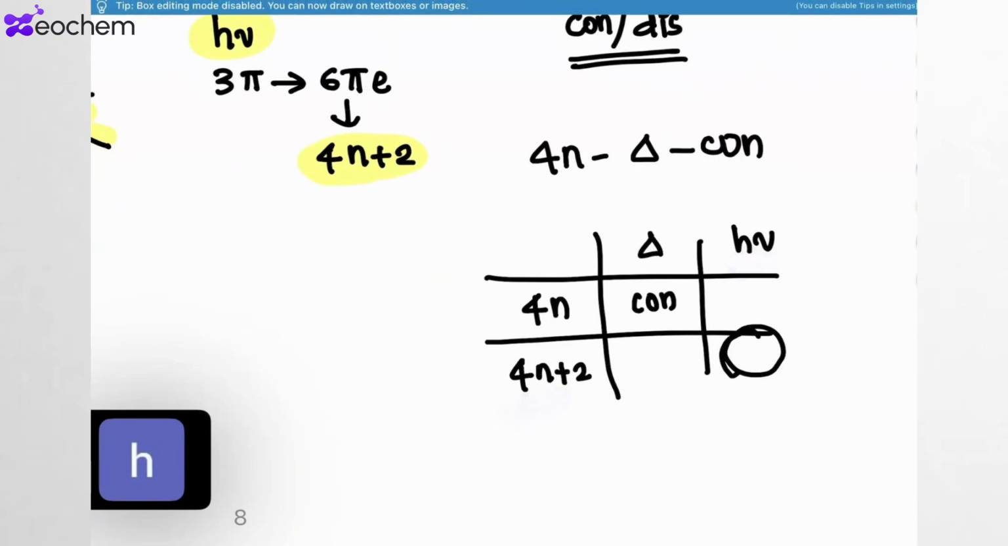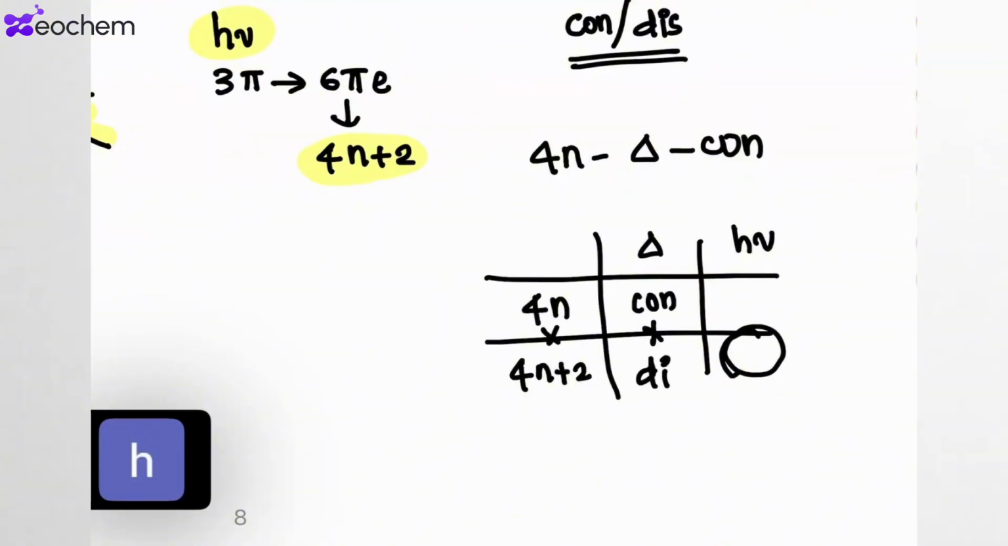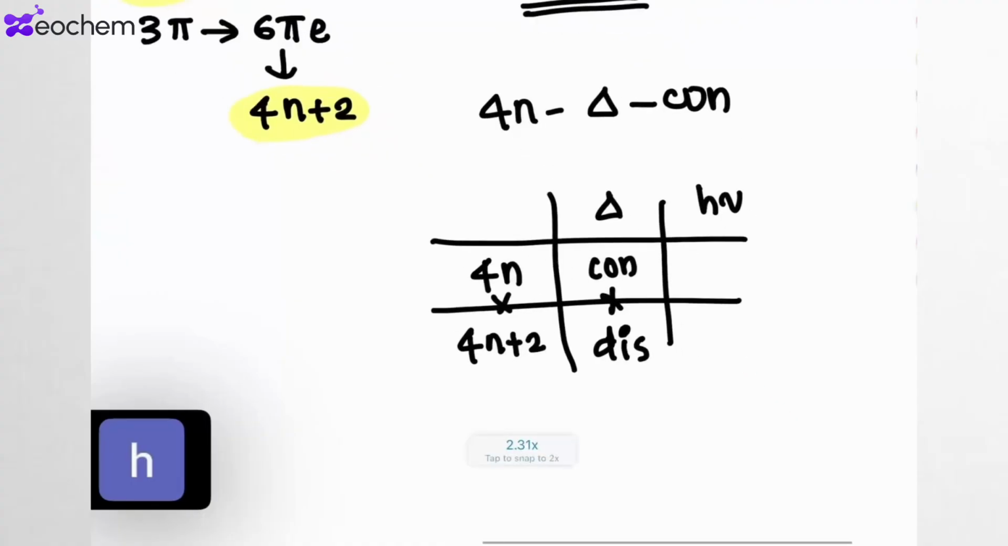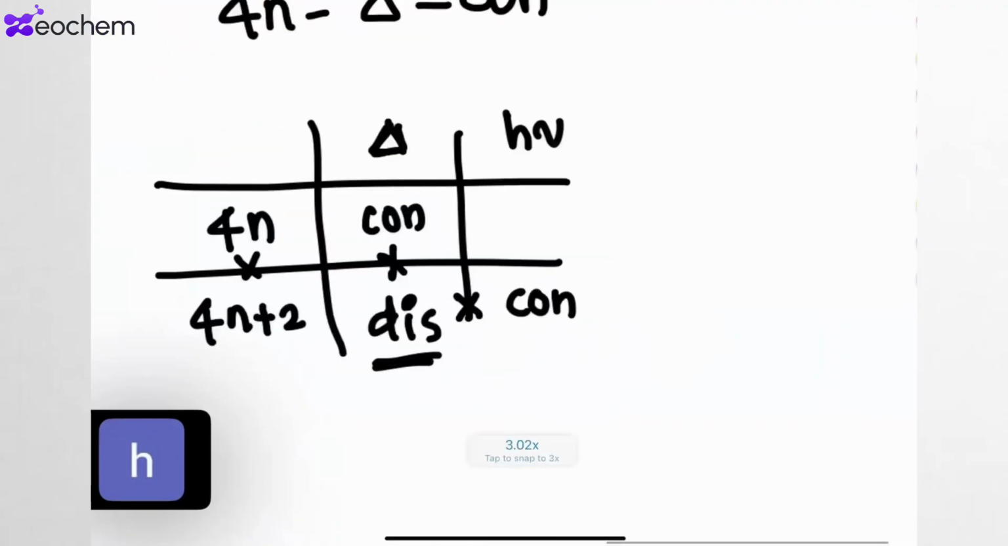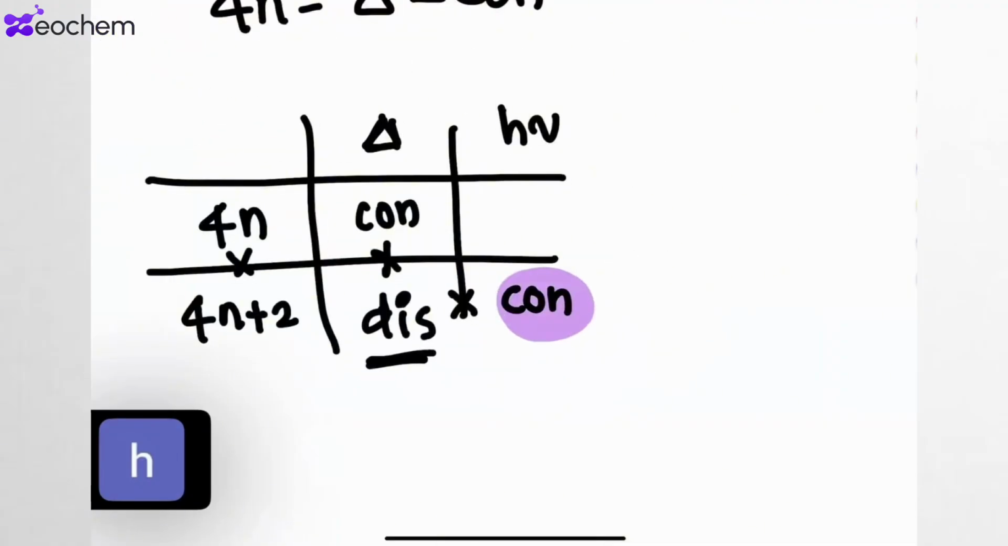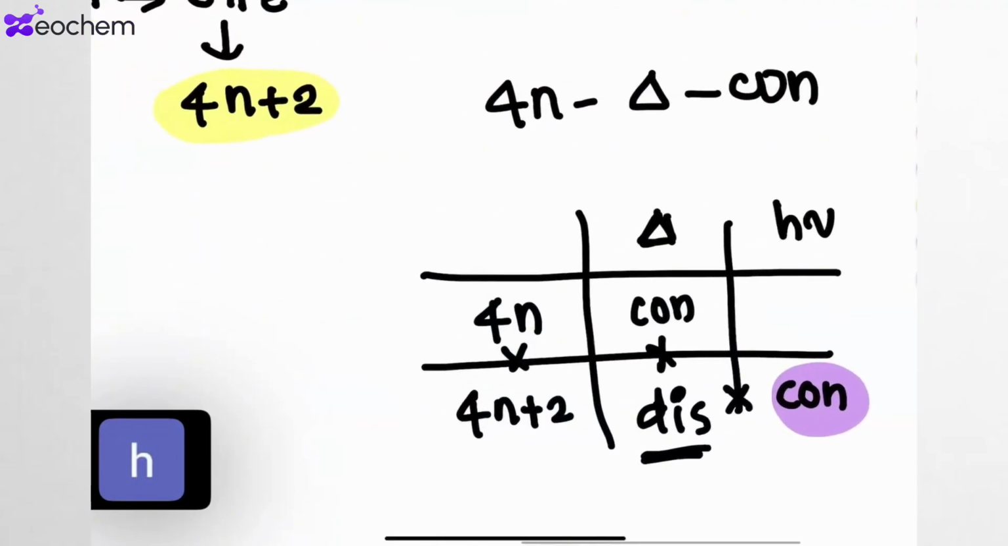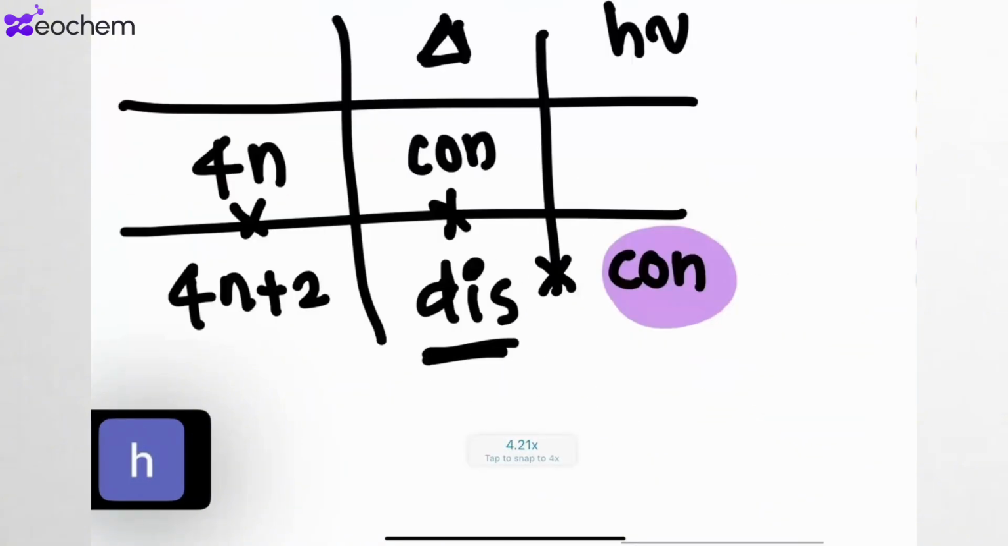Okay. So if 4n delta is con, then 4n plus 2 delta will be the opposite of con. It will be this. Again, 4n plus 2 in thermal condition, this is happening. Then in h nu, the opposite of that will happen. What will be that? It will be con. So we got what we are looking for. Here, con will happen.